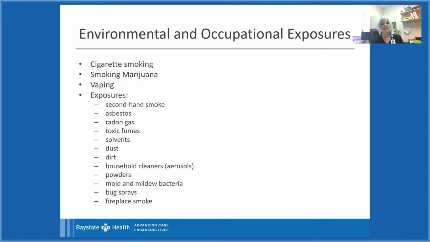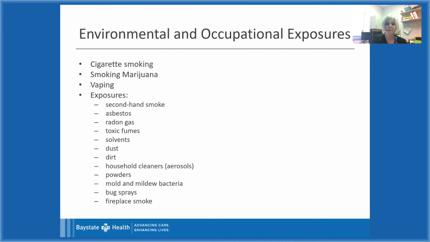And then we talk about environmental and occupational exposure. So this is a short list, even though it looks long. There are so many things out there that can affect our lungs. Anything that's in our breathing environment, in our air, and is toxic to the lungs can cause lung damage and lung disease. So, cigarette smoking is at the top of the list. Smoking marijuana is a big issue, especially of late, because now that it's legal in Massachusetts, everyone is smoking marijuana. Vaping is a huge issue.